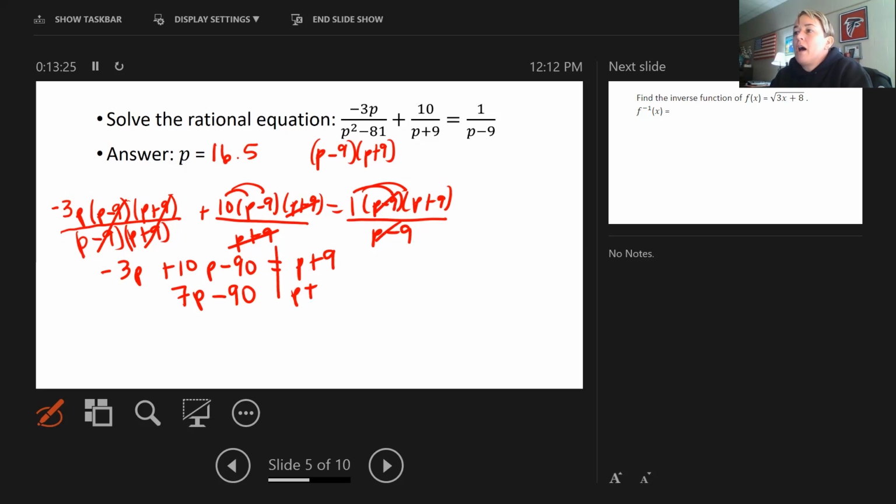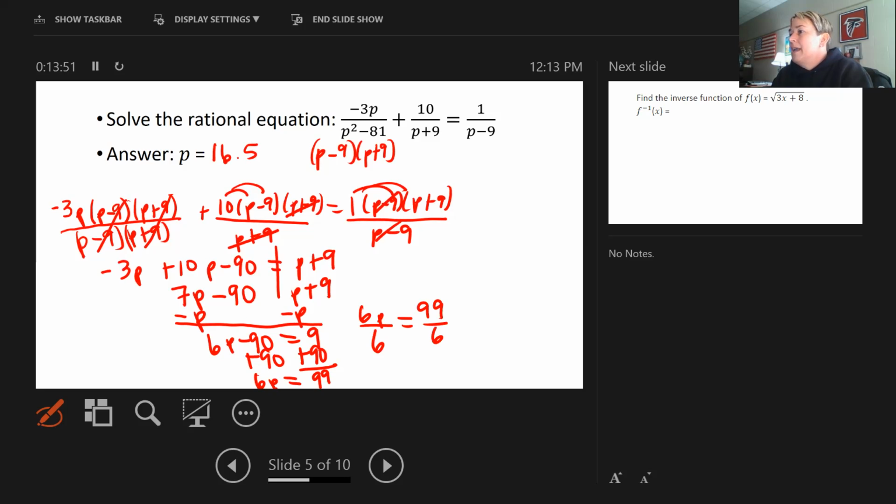And then now that they're on opposite sides, I have to subtract that p to go to the other side. And I'm going to get 6p minus 90 equals 9. Then I add my 90, and that gives me 99. So 6p equals 99. And look what happens when I divide both of them by 6. I'll show my work over here. I get p equals 16.5. Am I excited or what? I got the same answer that Desmos got.